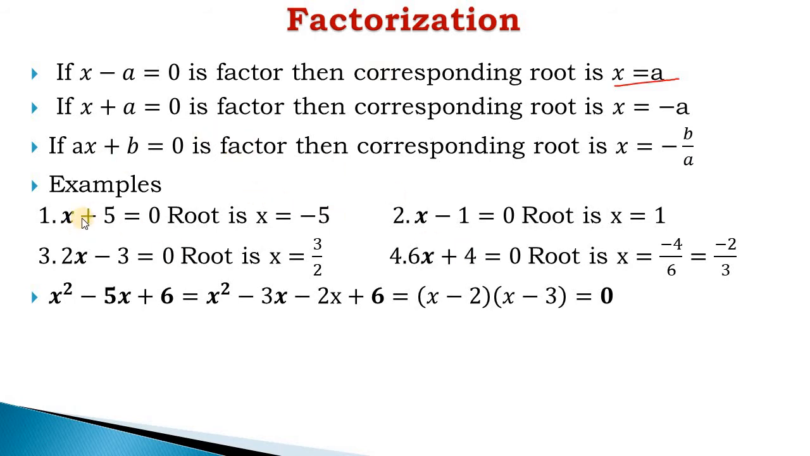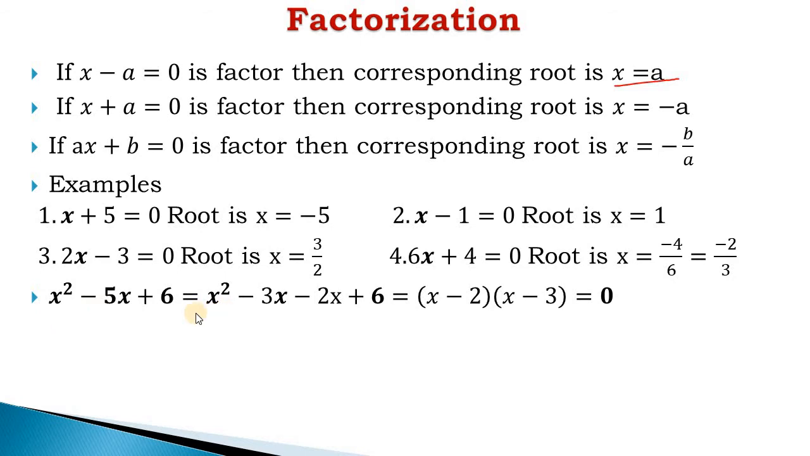These are some examples I discussed. x plus 5 is 0 means minus 5 is a root. x minus a, where a is 1, so x equal to 1 is a root. 2x minus 3 is 0, so 2x is equal to 3, x becomes 3 by 2. Similarly, you can find it for the fourth one. So these are the linear factors, and you can find the roots.